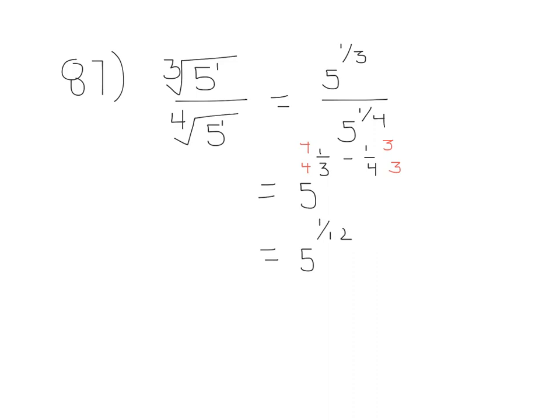But now we want to take it back to radical form. So obviously it's 5 to the 1 under the radical, but because the denominator is a 12, then it is the 12th root of 5.